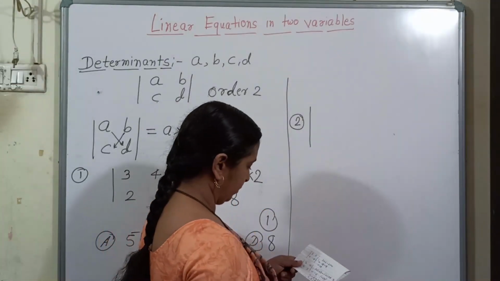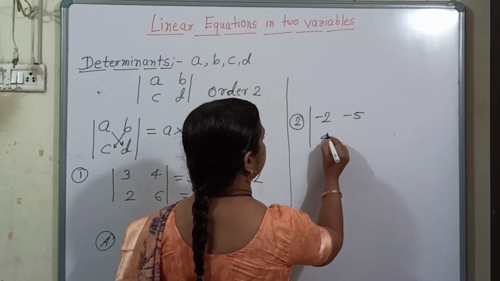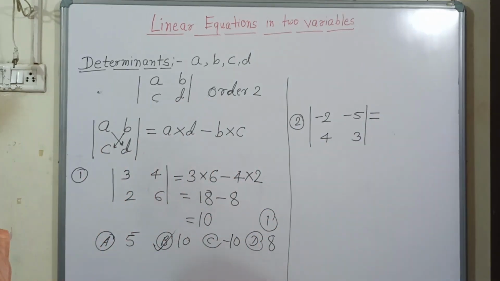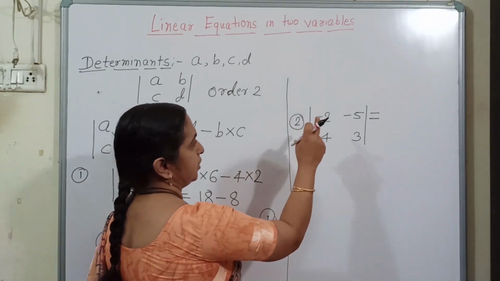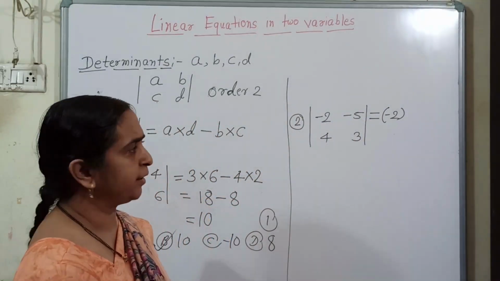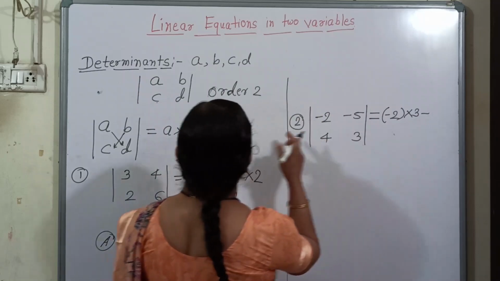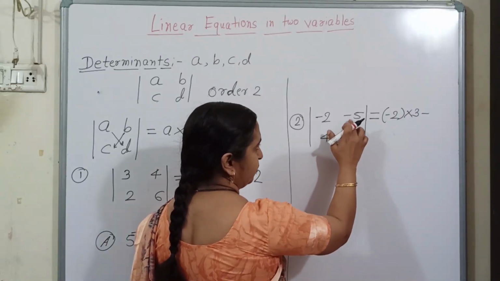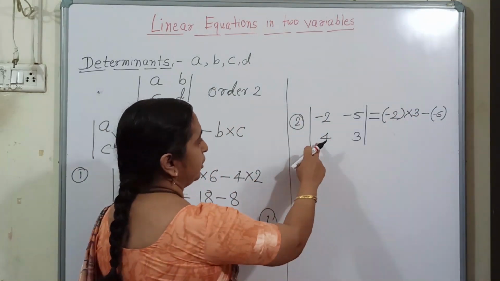One more determinant. Write this example: minus 2, minus 5, 4 and 3. Now we find out the value of this determinant. Again we have to use this same formula. First we write this element minus 2. This is a negative number, therefore we consider bracket, into 3, minus, this minus sign is here, and then you have to take the product of remaining 2, means number is minus 5, again a negative number, therefore we consider bracket, into 4.